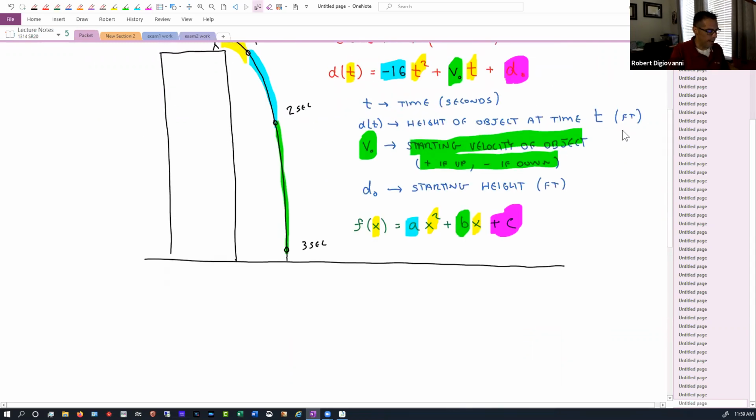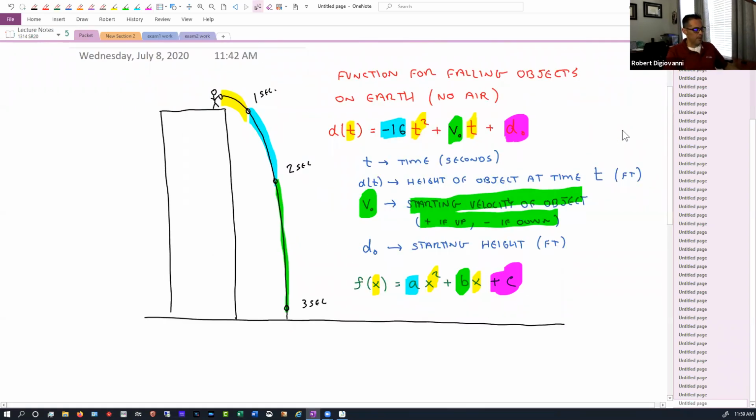And I'm going to refer back to this. I feel like I'm forgetting something. Starting height. Oh, okay. Yeah, there's one more thing I wanted to talk about. This A that we have here. Okay, the A here is -16. And notice that that's the only number that we actually know for sure. As long as we're talking about an object falling on Earth, that's -16 every single time. Does anyone have a guess as to what dictates that that's -16? Like, what is it that makes it -16?